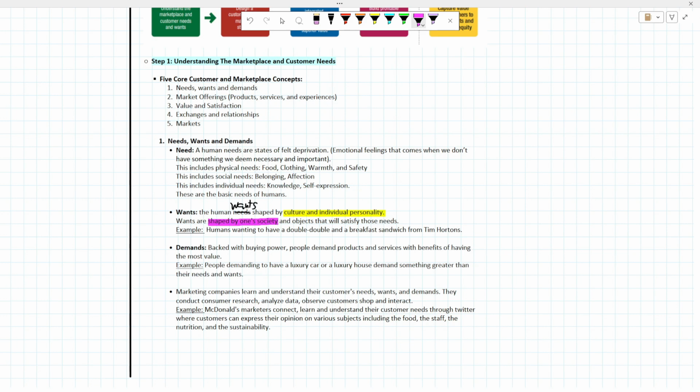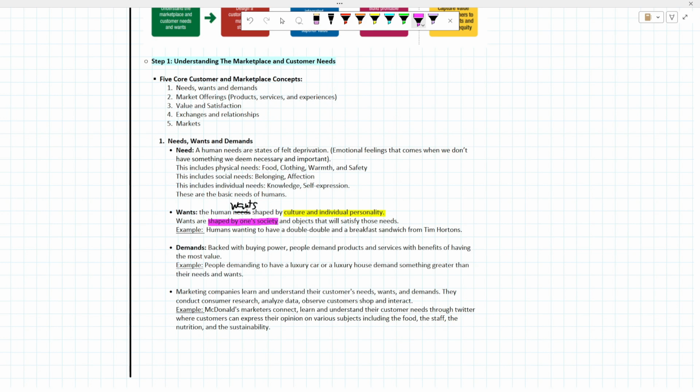So not only do we want a double double and a breakfast sandwich from Tim Hortons, but we go there because it's the best place to have it. Using the example I have here, people demanding a luxury car don't need a luxury car, but since they have the buying power and their wants are shaped by society, having the demand for a luxury car satisfies their needs and wants at a greater level. But it's not really a good thing.